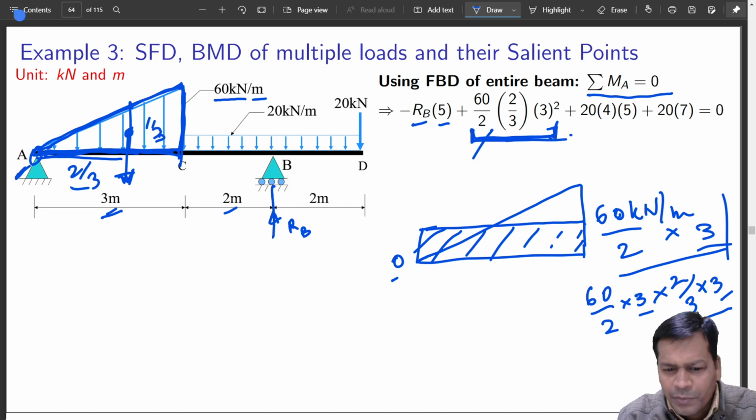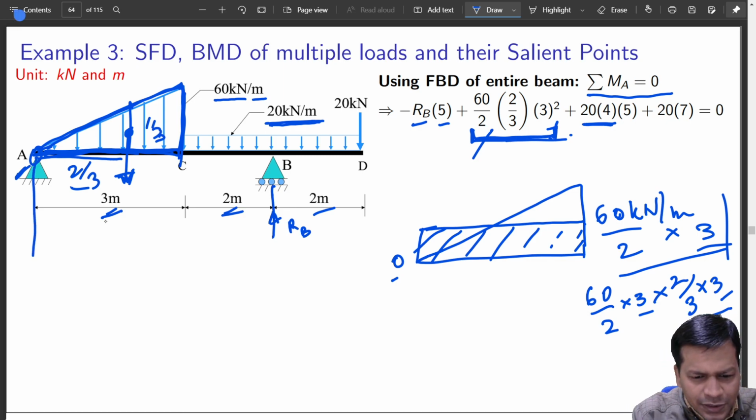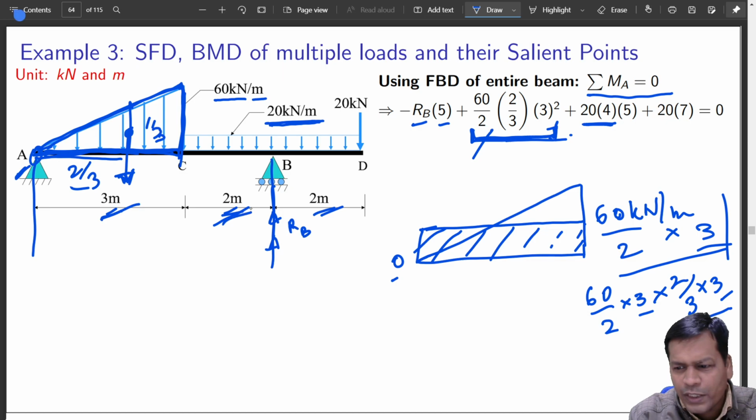Okay, now coming to the second part. Second part is quite okay. It is because it is uniformly distributed load of 20 kilonewton per meter acting over 2 plus 2, that is the 4 meter span. So total load that is acting downward is 20 into 4. And where is it acting? From A you have to measure, it is at the center, symmetrically about B. So 2 plus 2, it is 4 total. So it is acting over here. So how much is it? 3 plus 2, that is 5.